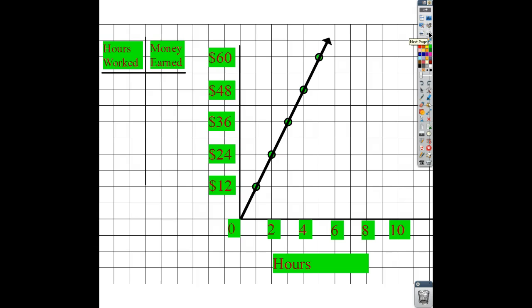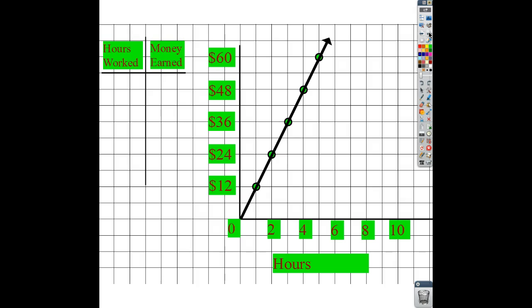All right, next, let's try it again. Okay, we've got hours worked and I've got money earned. What I want you to do here is quickly identify what's X and then what's Y. Okay, remember X is the independent variable and Y is the dependent variable. Okay, go.